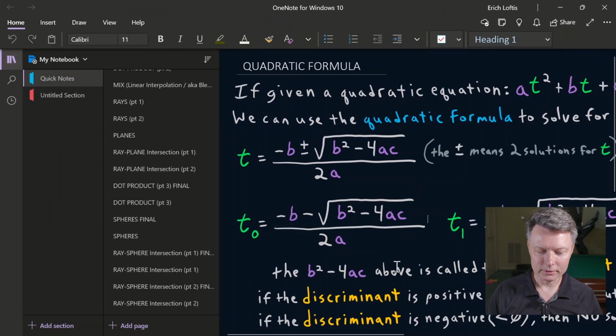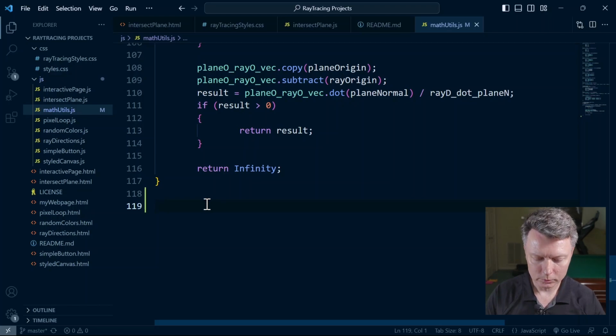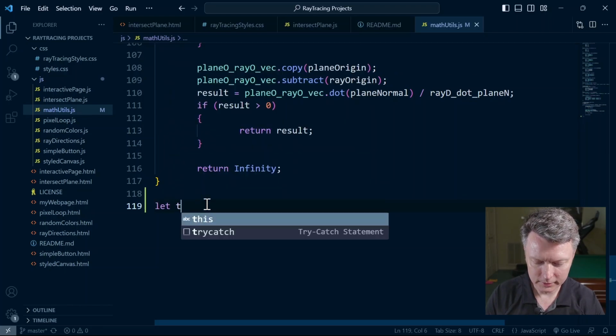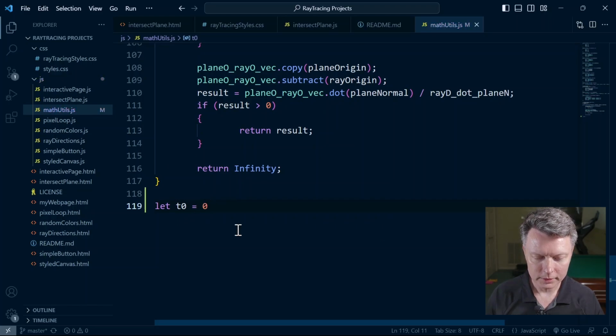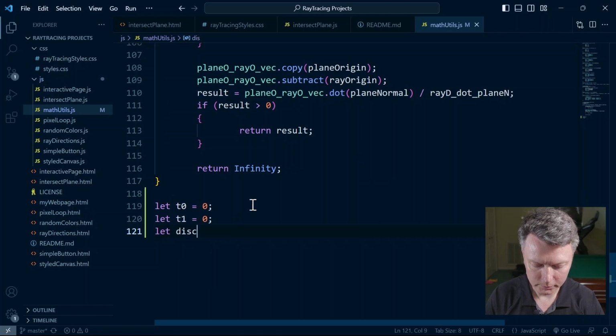So let's go back into the code and go down here on the bottom line and hit enter a couple of times. So I'm just going to create a couple of variables. What we're wanting from this function is t0 and t1. And so we haven't added those to our programs yet. So let's add those now. Let t0 equals 0, and we can just initialize it to 0. And then let t1 equals 0 also. So these variables will be what is handed back to us from the quadratic formula if 2 solutions exist. And next, let's create a variable called the discriminant, and that will hold the part under the square root sign or the radical sign. So let discriminant, and then we can set that to 0 also.